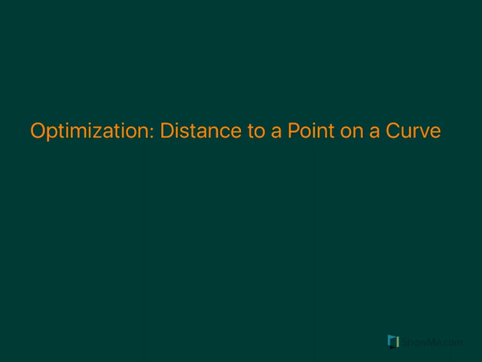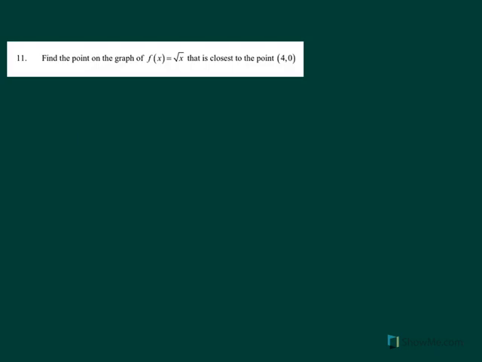And good morning, everybody. Here's an example of an optimization problem, and we're going to be looking to minimize the distance to a point on a curve. So here's the problem. It says find the point on the graph of f of x equals the square root of x that is closest to the point 3, 0.